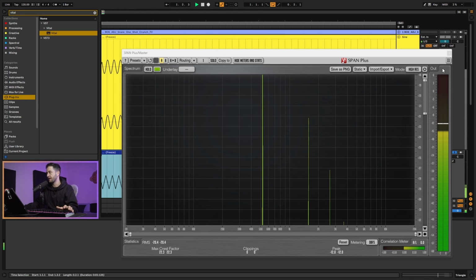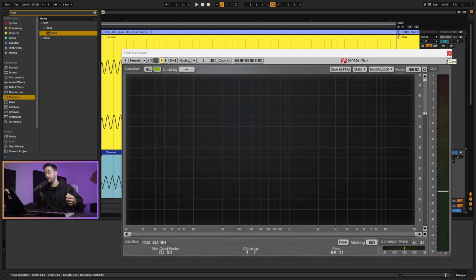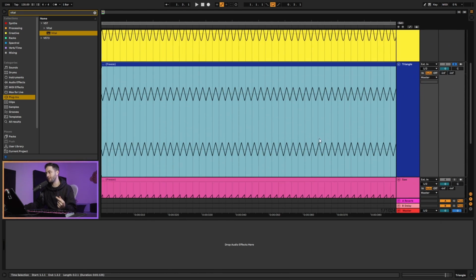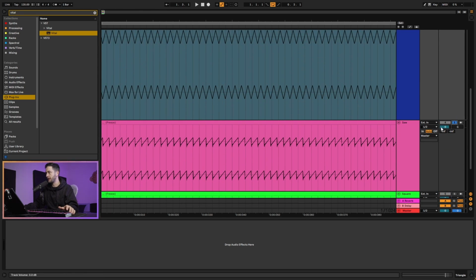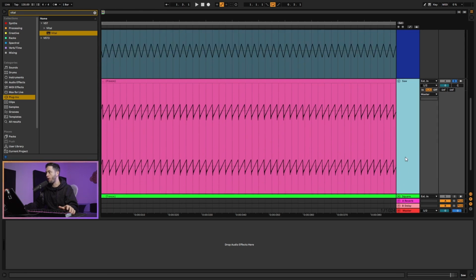Cool? So we'll talk about that again. We'll reinforce it when we move on to the saw wave now. So that's the triangle wave. Let's mute that. Here we are with the saw wave in hot pink.